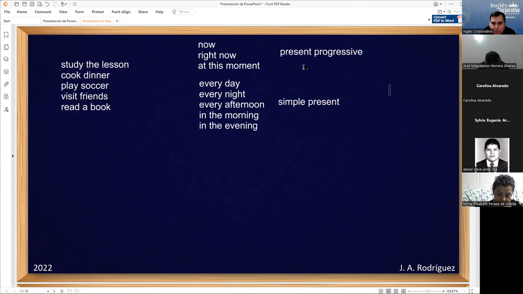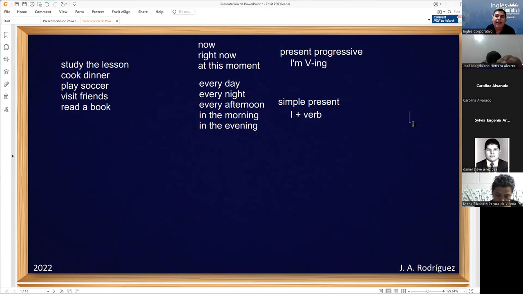For present progressive. Present progressive is I'm and the verb in ing. Simple present is I plus the verb. I go, I study, I cook, I read, but this one, I'm studying, I'm reading, I'm traveling, I'm going, etc. Okay.